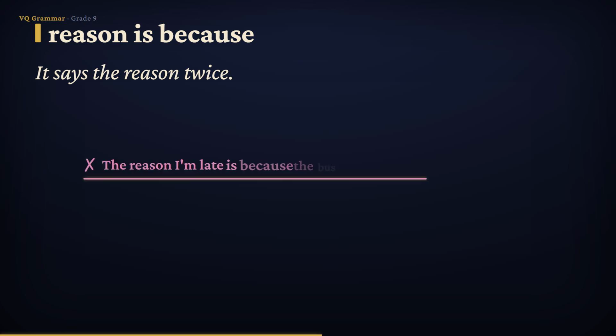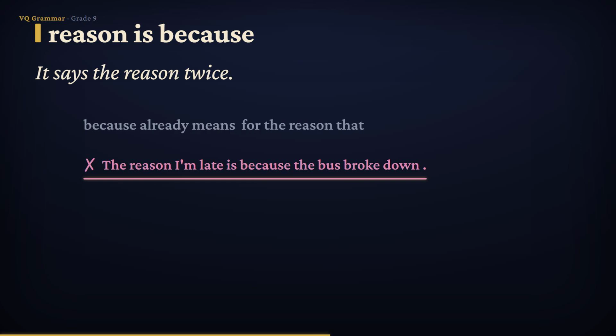The reason is because. Listen to it in action. The reason I'm late is because the bus broke down. The problem is that because already means for the reason that. So you're really saying the reason twice, once with reason and once with because. There are 2 clean fixes.